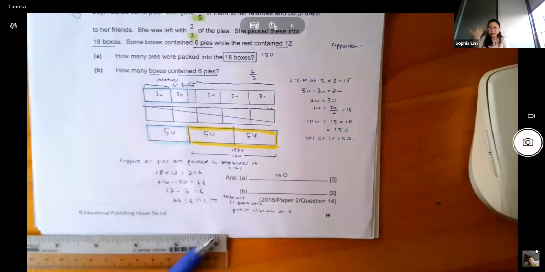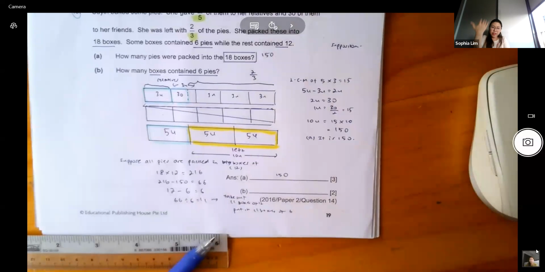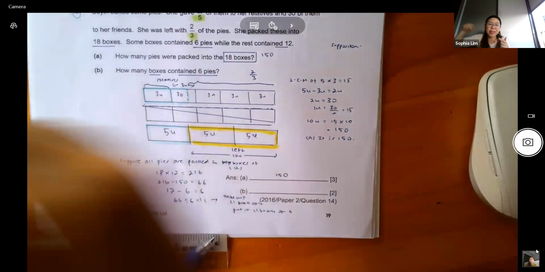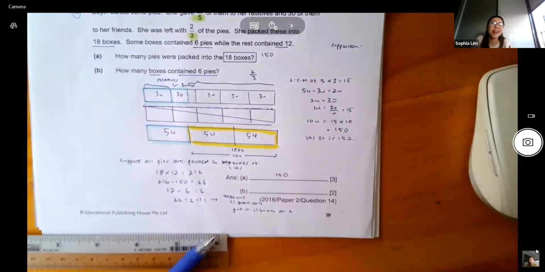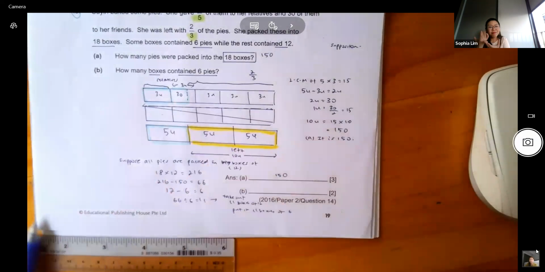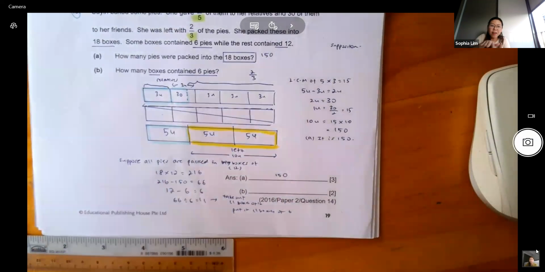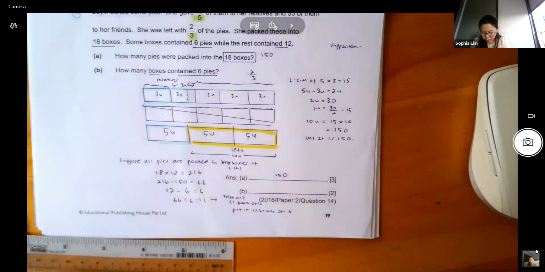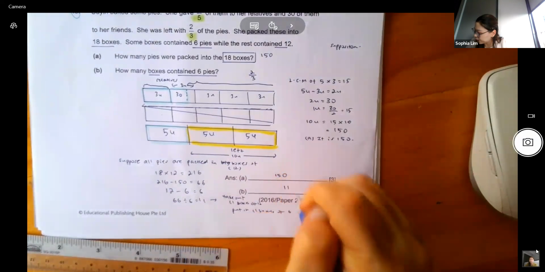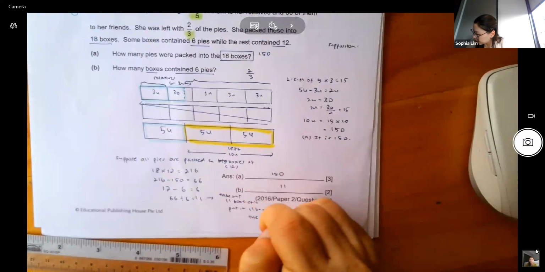That means I take out the boxes containing 12 and put in boxes containing 6. Then you will get the 150. This is the make a supposition. This is how it works. So now they ask you, how many boxes contain 6? So how many boxes of 6 do you put in? You put in 11. So the answer is already 11.